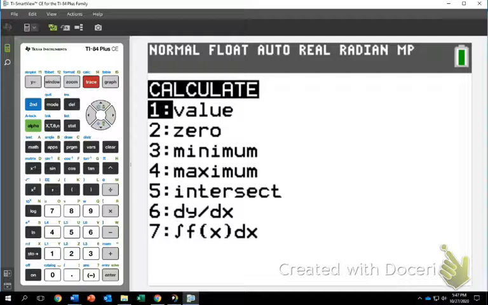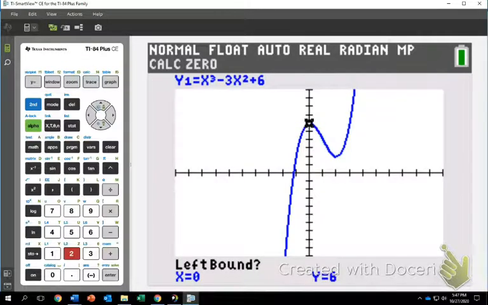A zero, which is the same thing as an x-intercept or solution, a minimum, and a maximum. So the first thing I want to look for is that zero. So I just pressed second trace really fast. And now you can see sort of this blinking star at the very top.